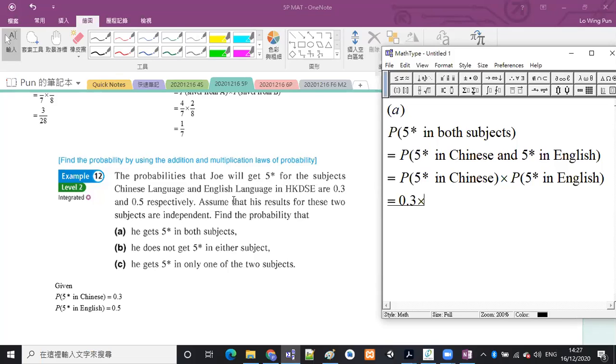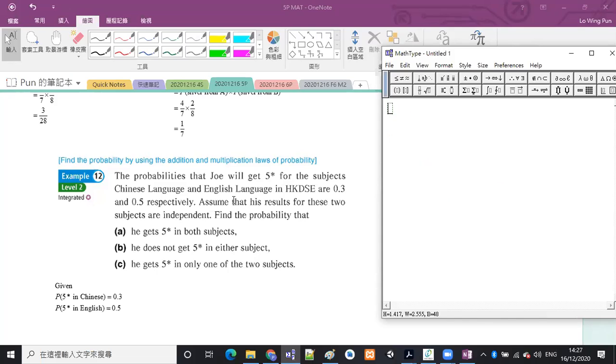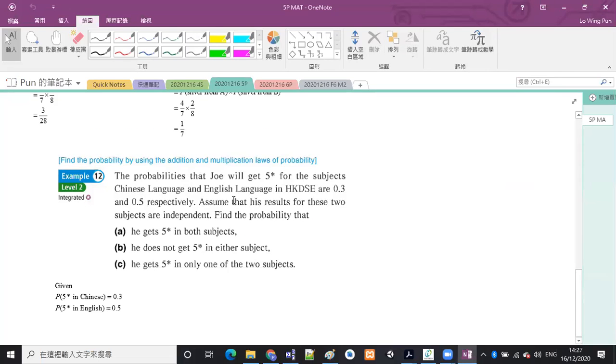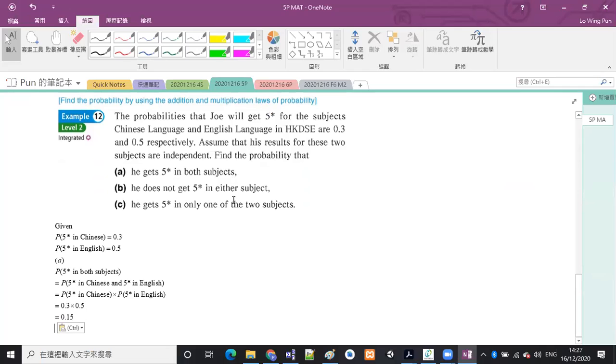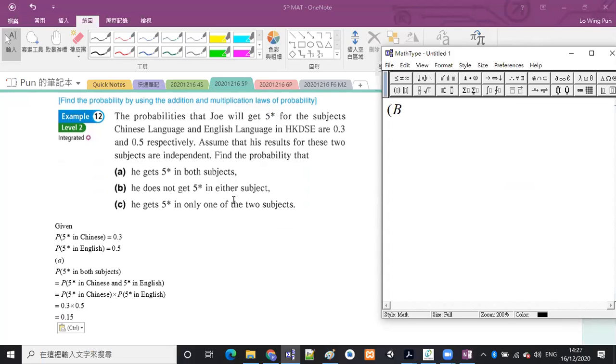And then 5-star in English, the probability is 0.5. Okay, so just plug in these two numbers into your calculation, and you'll find the answer to be 0.15. So that is the answer for part A. Do you understand? Okay, and then the part B. He does not get 5-star in either subject.